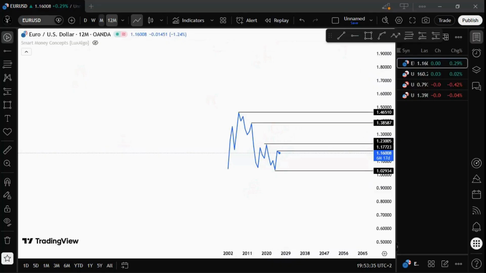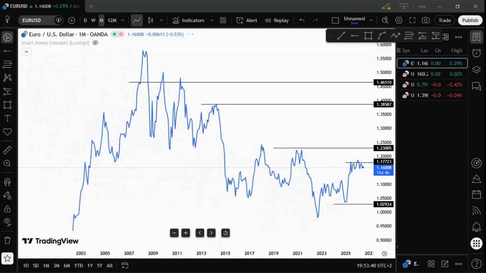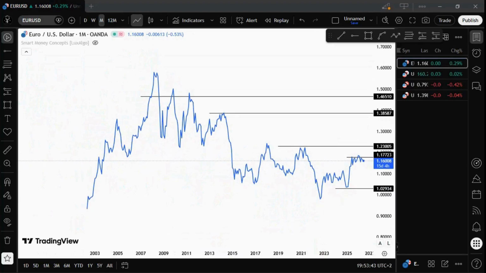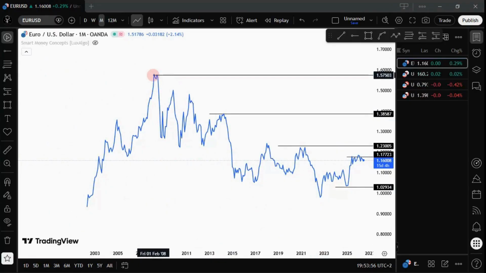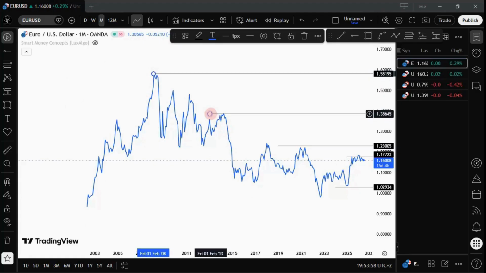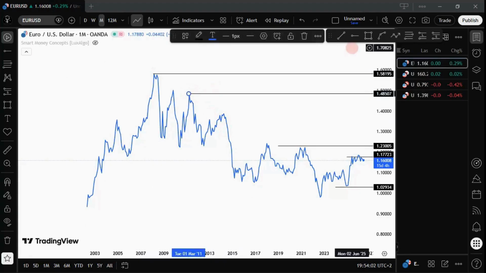Okay guys, once I'm done, I move to the 1 month time frame. I don't just add other tools immediately. I must adjust my tools so that we have a clean chart that also makes sense. So I just adjust my levels. These are key levels where the market might retest in the future.